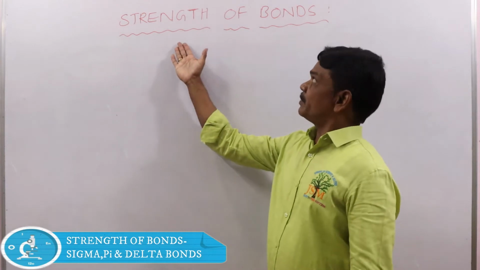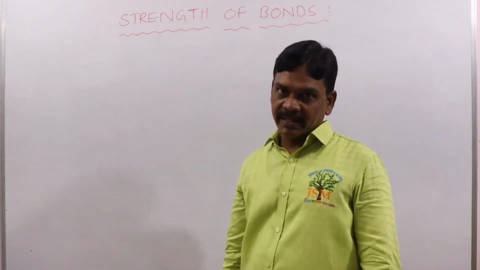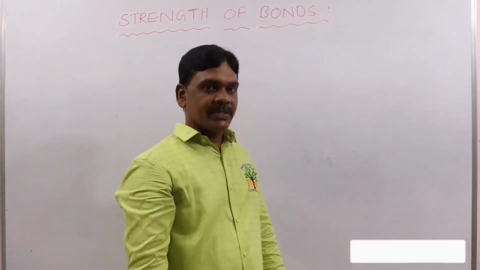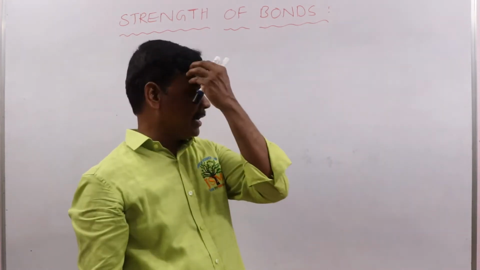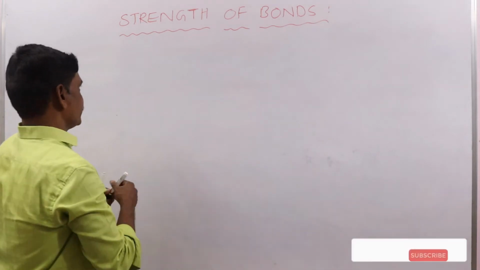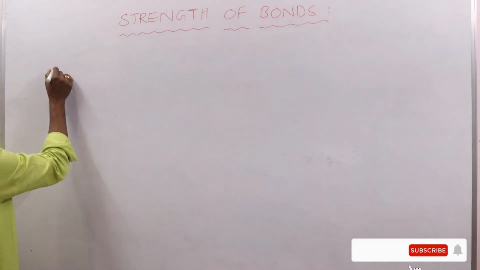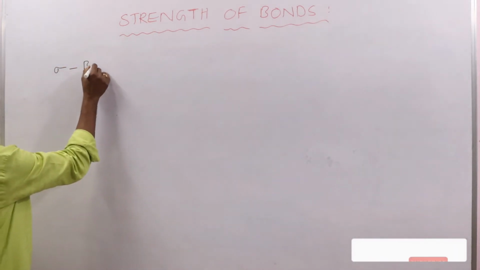So today I am going to explain strength of bonds. Strength of bonds, that is sigma bond, pi bond and delta bond. In this, the first one is sigma bond.